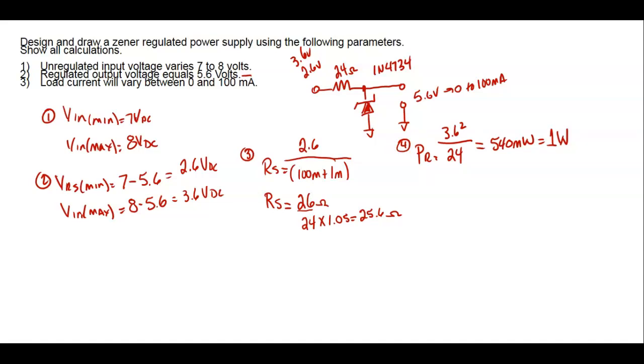Now I have to figure out if I'm going to burn my zener up, right? You understand? So power across my zener would be equal to the voltage on the zener, which is 5.6, times the maximum current flow through the circuit. That's equal to 3.6 volts divided by the series resistor, 24, and then I subtract 0 from that because that's the minimum current it'll draw. So this is going to work out.